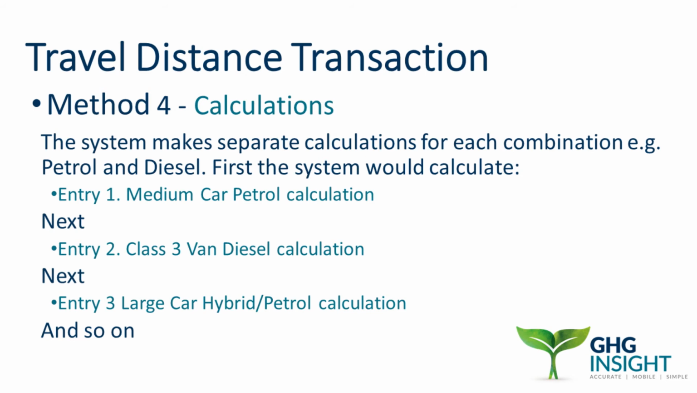You may make an entry for each vehicle type, size and fuel type in turn. In the first case, it might be the mileage claimed for all medium-sized petrol cars in a specific time period. The system calculates the emissions based on the total mileage entered and the medium-sized car using petrol. You then make another entry, which might be for all Class 3 diesel vans. The system calculates the emissions based on the total mileage entered and Class 3 vans using diesel. Remember, we used this section for privately owned vehicles used for business travel, not company-owned vans, cars or motorcycles.